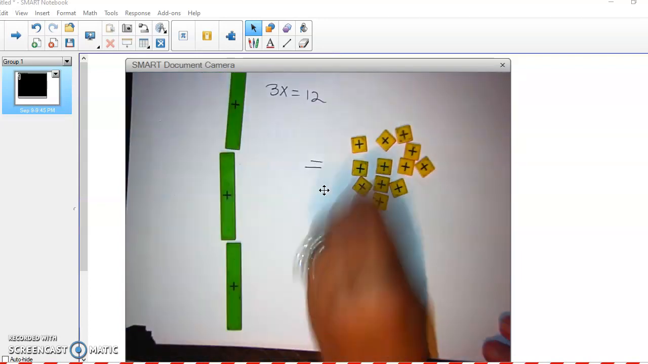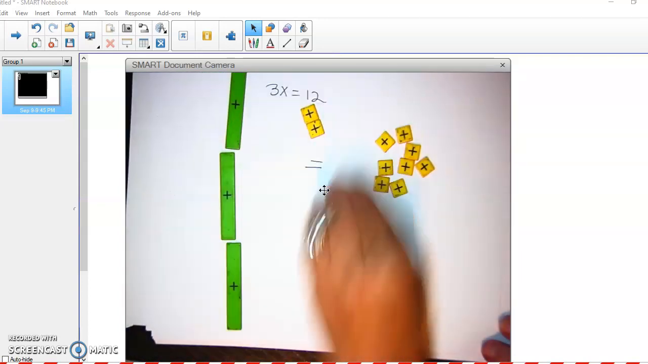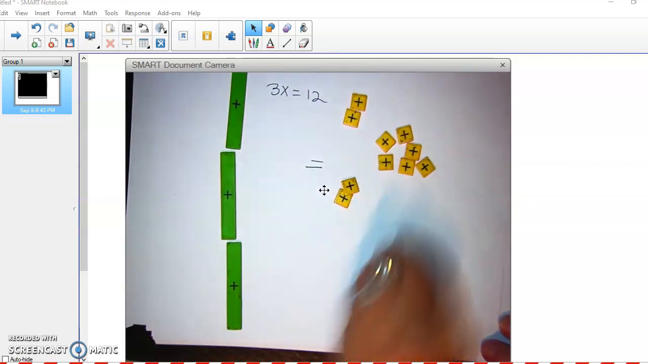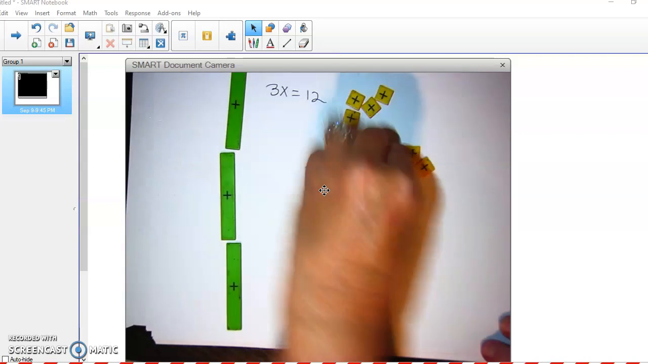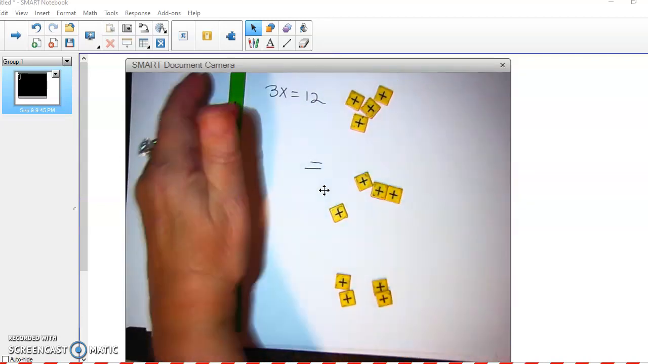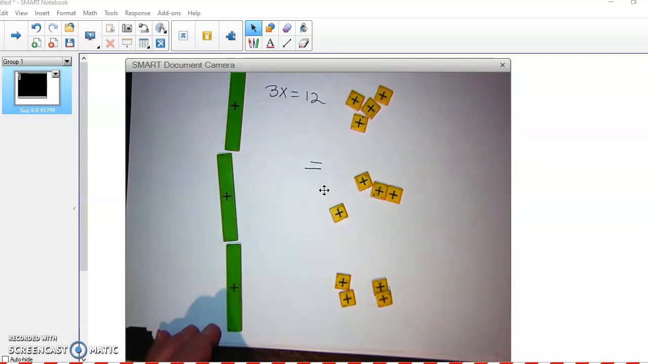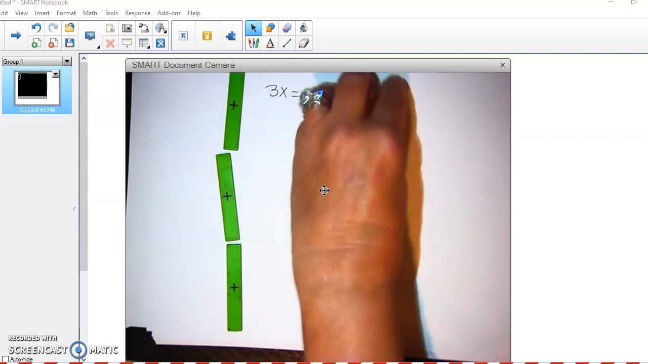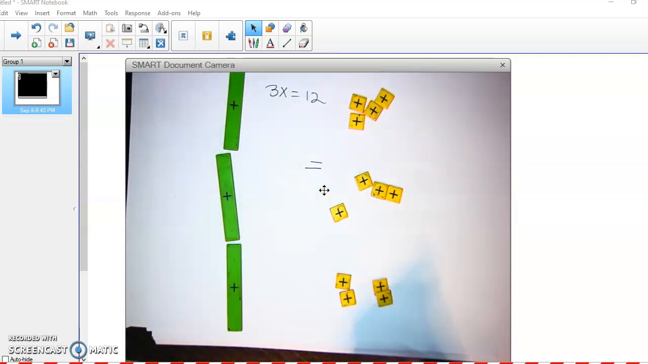Let's start separating then. I'm going to put 2 with this x, 2 with this x, 2 with this x, 2, 2, and 2. So if you look at this, each one of these x's is equally divided with these over here. So every single x is equal to 4. So the answer is x equals 4.